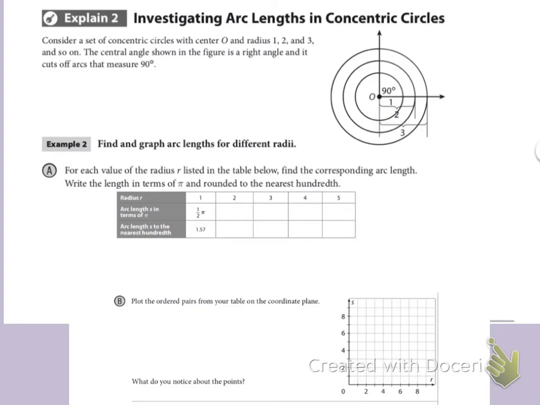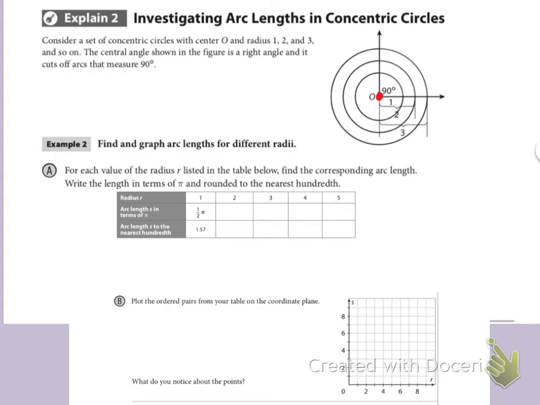So the next thing we're going to look at is arc lengths in concentric circles. So concentric means same center. So circles that were concentric would have the same center, but might be bigger or smaller than another circle with that exact same center. So consider a set of concentric circles with center O and radius 1, 2, and 3. So kind of like a dartboard.